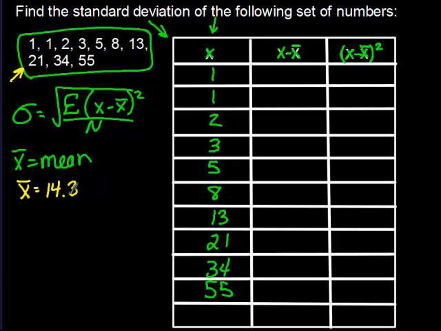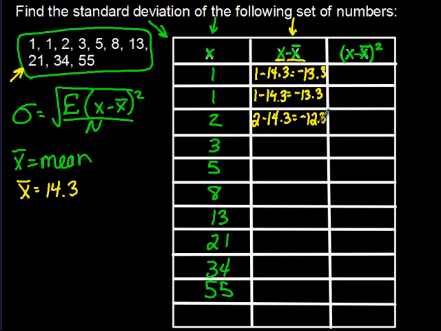What we're doing in this second column is taking our value from the first column, which is our x, and subtracting our x bar, which is our mean. So in this first box, we would do 1 minus 14.3. On your calculator, we get negative 13.3. We do the same thing for the next box, 1 minus 14.3. In this case, we got lucky, it's the same answer, negative 13.3. The next box, we do 2 minus 14.3. This gives us an answer of negative 12.3.